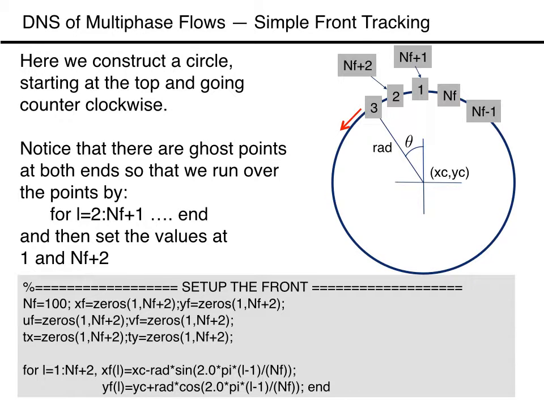The x-coordinate is given as the x-coordinate of the center minus the radius times the sine of the angle from the vertical axis, and the y-coordinate is then given by the y-coordinate of the center plus the radius times the cosine of the angle from the vertical axis. The angle increment is 2 pi divided by the number of points used to resolve the interface, NF minus 1, and we increment it by L minus 1, where L is the point number, since we want to start with a zero angle, so the first point is directly above the center.